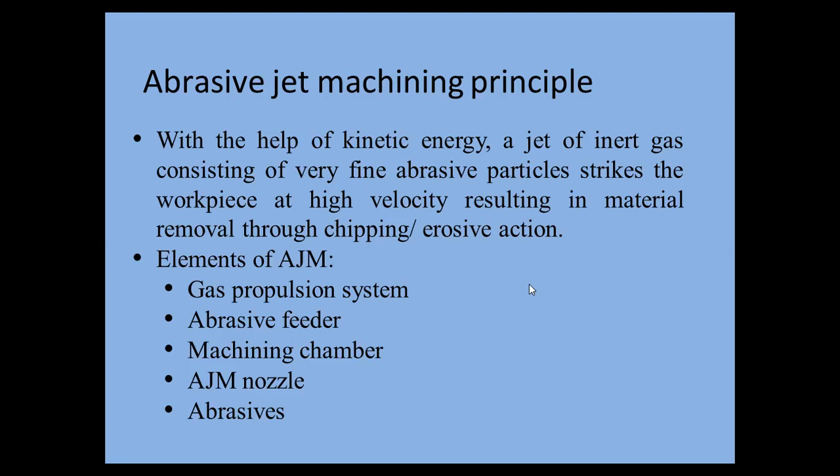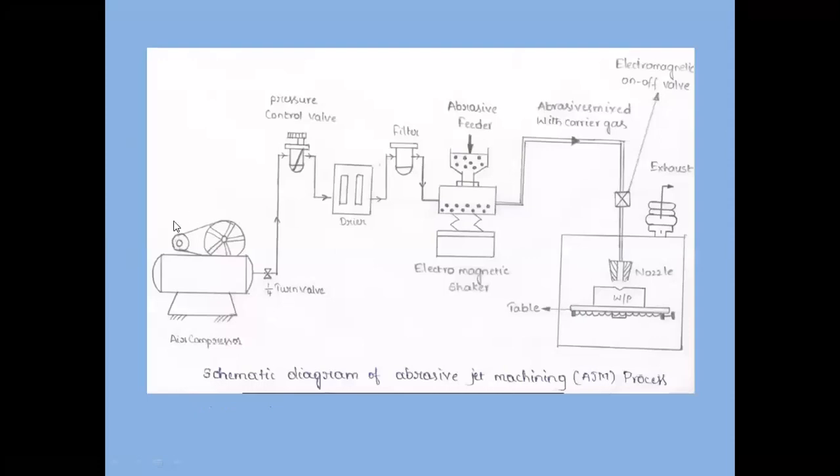And the elements involved in abrasive jet machining are the gas propulsion system, abrasive feeder, machining chamber, abrasive jet machining nozzle, and abrasive particle system. Okay, quickly we'll see the construction also. We have an air compressor, a turn valve to operate the flow of air from the compressor, and these are some pipe structures. And the pressure control valve: what pressure is to be maintained is controlled here with the help of pressure gauges.